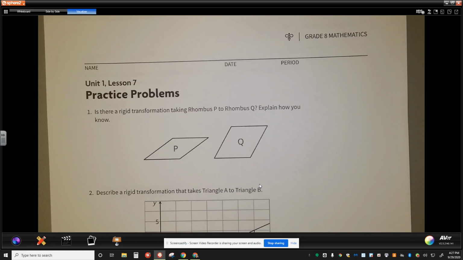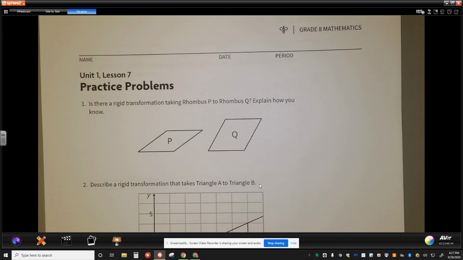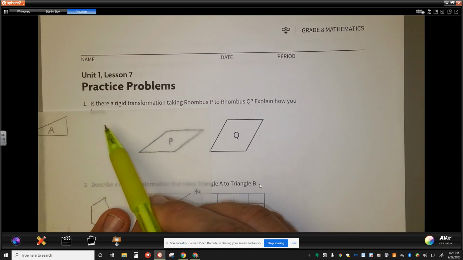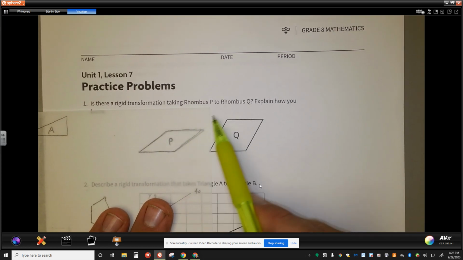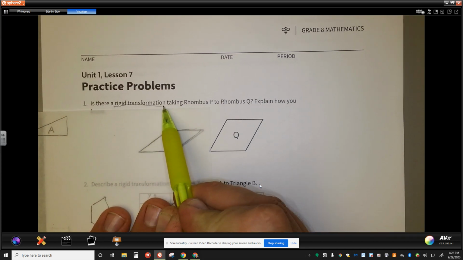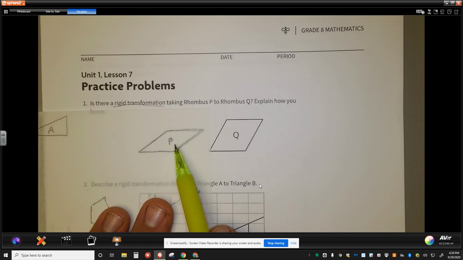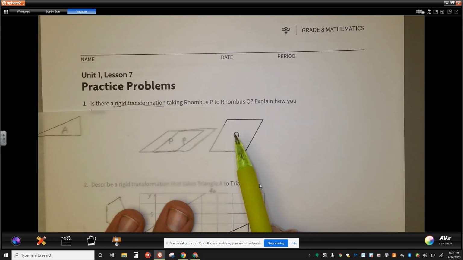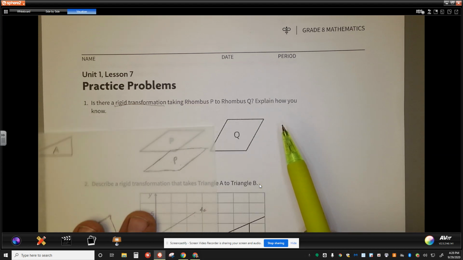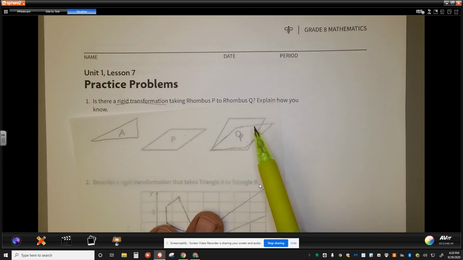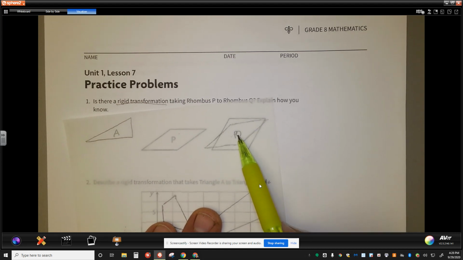On the homework, this will be helpful because we look at these pieces. I have a lot of drawings here to try and make this video quicker. When we look at figure P, the question is saying, is there a rigid motion that takes rhombus P to rhombus Q? The key thing here is rigid transformation, meaning do these two figures look exactly alike? Is there any kind of a translation or rotation, or reflection, or a combination of any of them that will make figure P look exactly like figure Q?